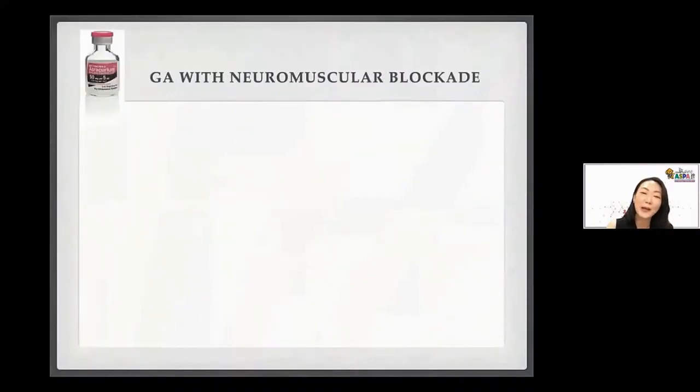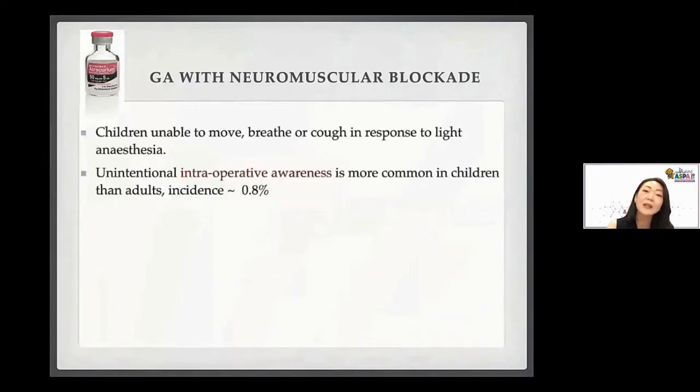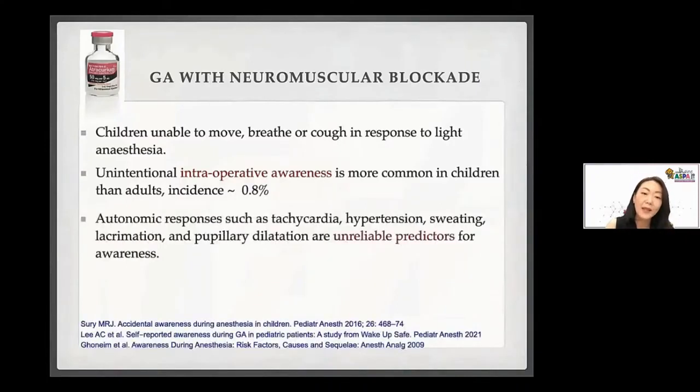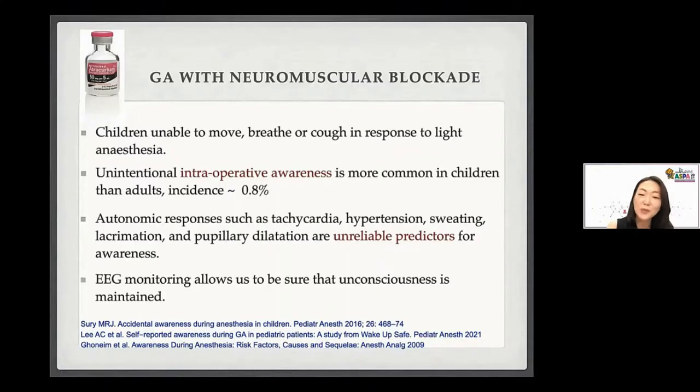So starting with children who are undergoing general anesthesia with neuromuscular blockade. Well, these children are unable to move, breathe, or cough in response to light anesthesia. And we already know that unintentional intraoperative awareness is more common in children than adults, with an incidence of 0.8%. And if they're unable to move and cough, then we're not going to be able to know that. In fact, autonomic responses such as tachycardia, hypertension, sweating, tearing, pupillary dilatation, these can happen with children who are light, but they're unreliable predictors of awareness. The absence doesn't exclude the fact that the child could possibly be aware. So having EEG monitoring allows us to be sure that unconsciousness is maintained when the child is under neuromuscular blockade.